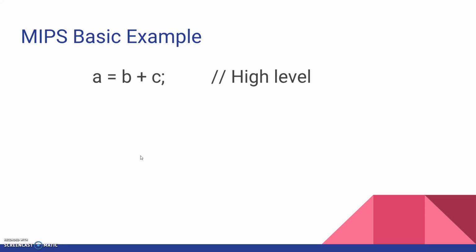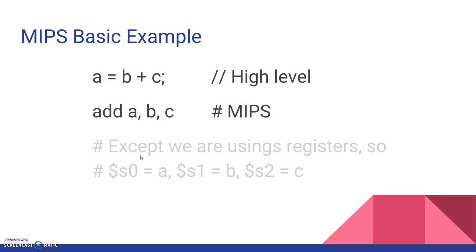So here's a basic example of MIPS, or programming in general. To express this in MIPS, this is a high level: you have two variables, A, and then you're assigning to B plus C. As you're familiar with assembly language, this is the MIPS syntax for that. You add, and then you specify the destination register, and then the two source registers, which are B and C.